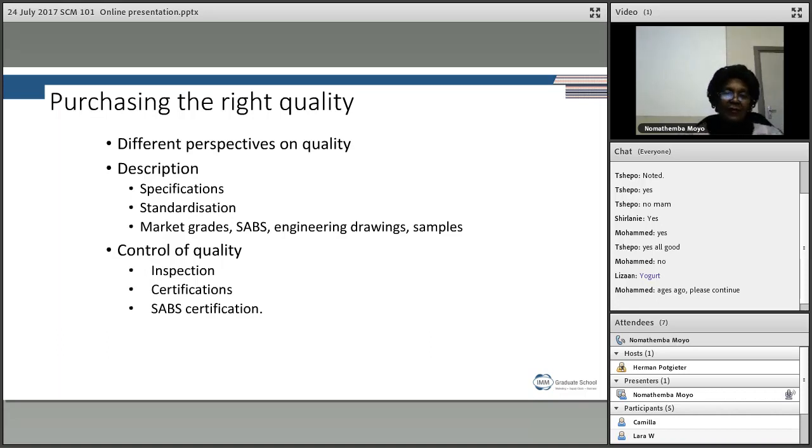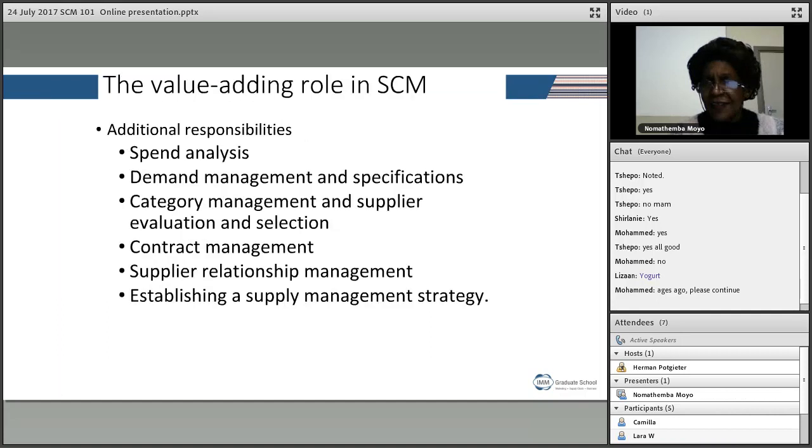We have talked about purchasing the right quantity. There are different perspectives to quality, and these will be determined by the specifications, standardization, market grades, like the South African Bureau of Standards might give, engineering drawings, samples. Then you control quality. How do you control quality? By inspections, by certification, such as ISO, by the South African Bureau of Standards certification. That's how we control quality.